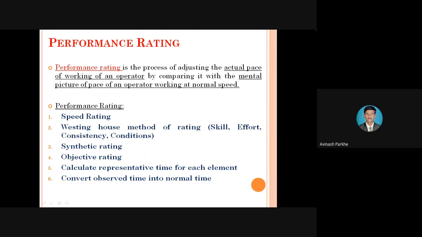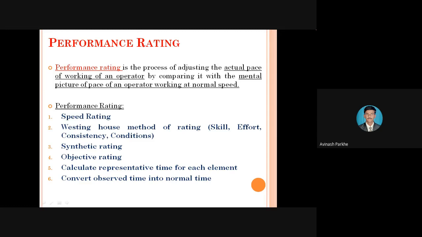Therefore, the performance rating has one standard formula: performance rating is equal to normal time upon observed time into 100. Whenever we have to calculate the performance rating of any operator, it's a very simple formula: performance rating is equal to normal time upon observed time into 100. Therefore, the calculation of normal time and observed time is very important in order to check the performance of that particular operator, and accordingly you have to give the rating to that operator.